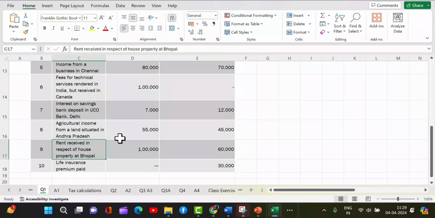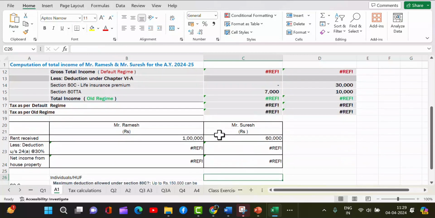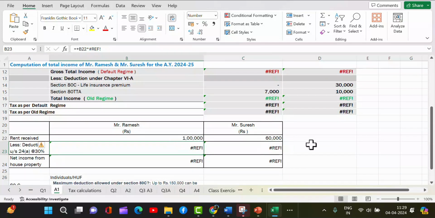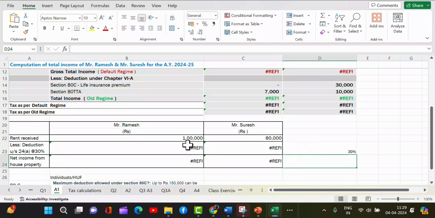Yes, sir. Read this. Rent received in respect of house property at Bhopal, 1,60,000. Will it be taxable? Just say taxable or non-taxable. Sir, it will be taxable. Okay, so now for the rent receipt from Bhopal, my formula has gone here, so I'll just put 30% here because you get an exemption of 30%.